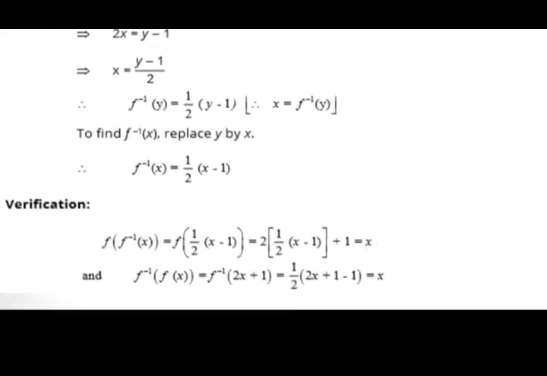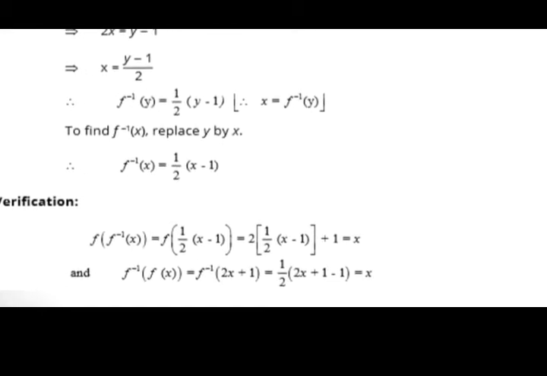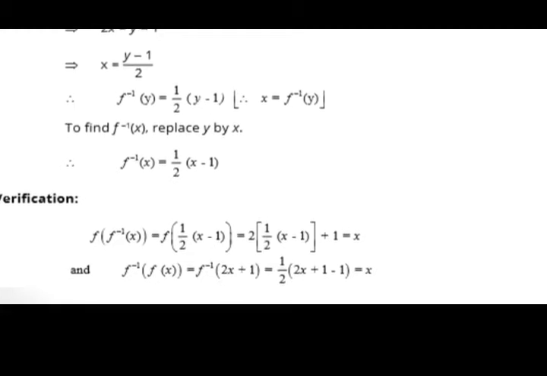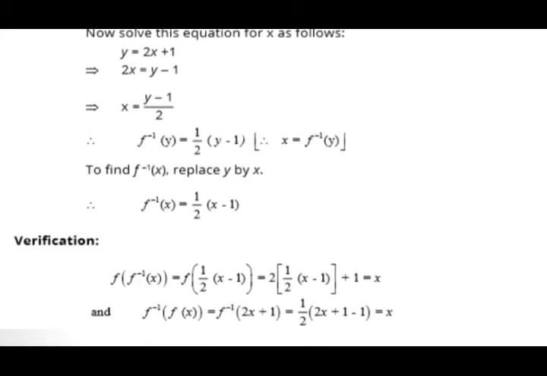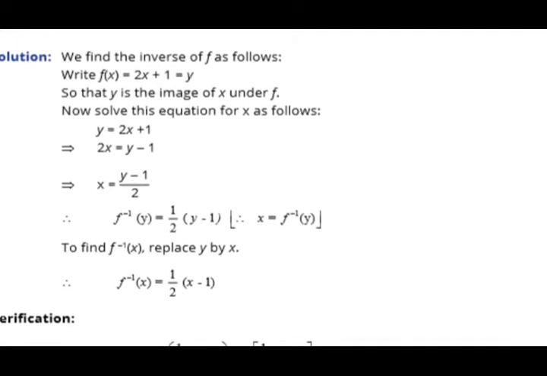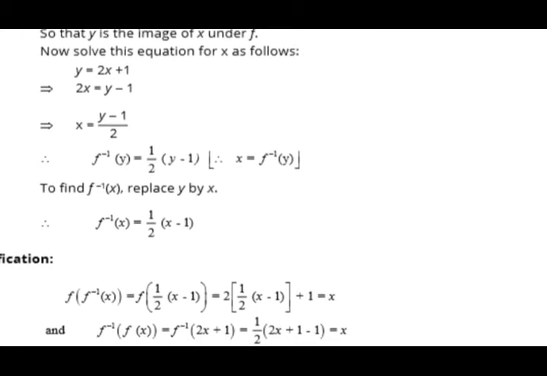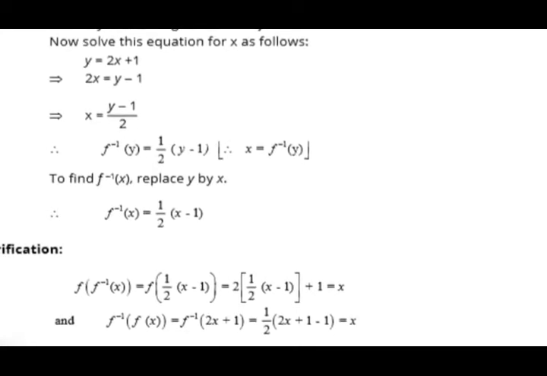In the first composition we take f of f inverse of x. The inner function f inverse has value 1 over 2 times x minus 1, we put this value in f, which is 2x plus 1. In place of x we put 1 over 2 times x minus 1 and then simplify, and we get the answer equal to x.